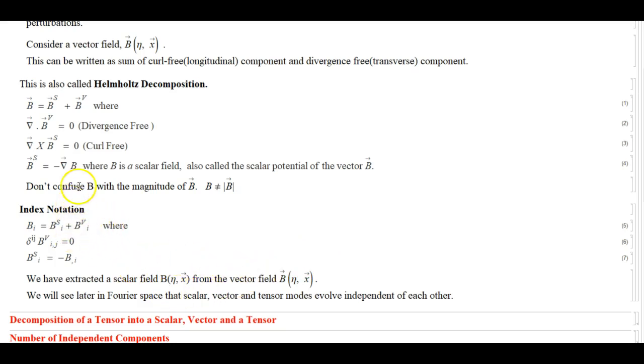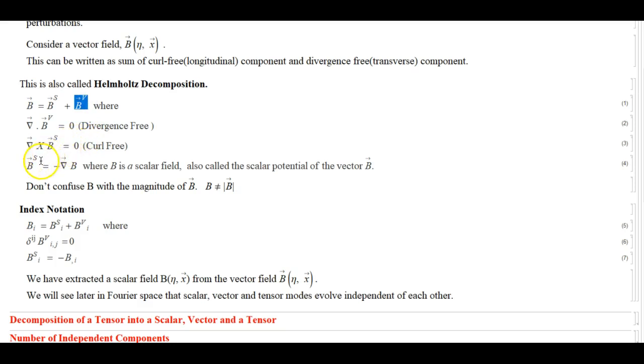So from vector B, we have extracted scalar B, which is a function of x alpha, the space-time coordinates. Eta is the time coordinate, and x vector is the 3D Euclidean space vector. So B is a function of all 4 space-time coordinates, just like the other perturbations. So we decomposed vector B into a scalar B and another vector B_V.